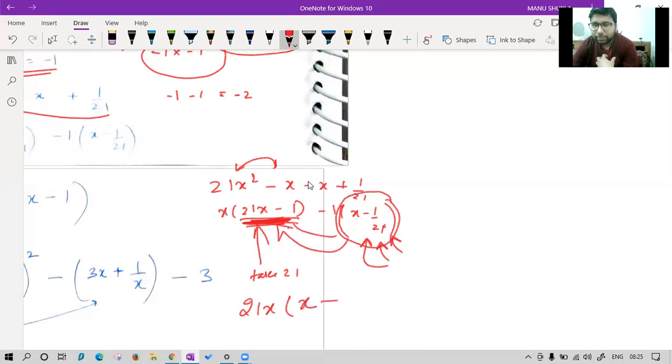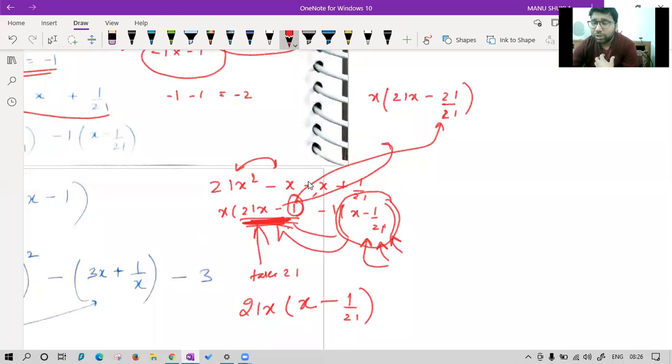Inside we have x minus. Here we had no 21, so we have to divide by 21. If this is not clear to you, let me show you. We can do it like this: 21x minus 21 by 21. Plus, can I write this one as, please confirm class, can I write the 1 as 21 by 21?